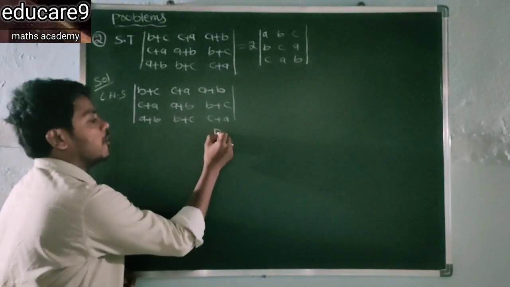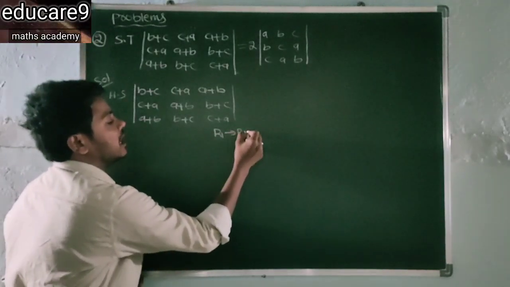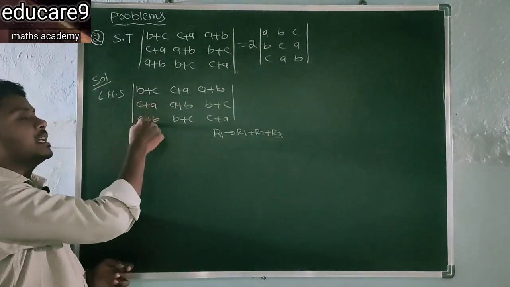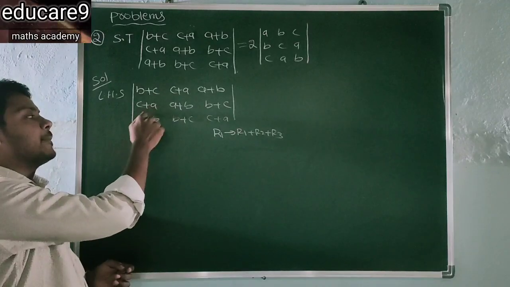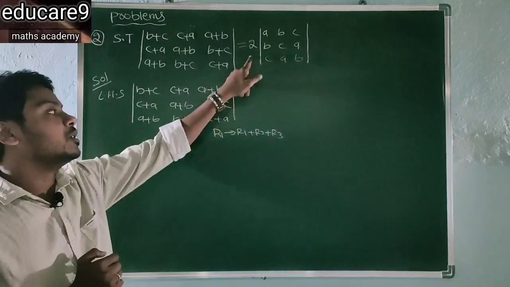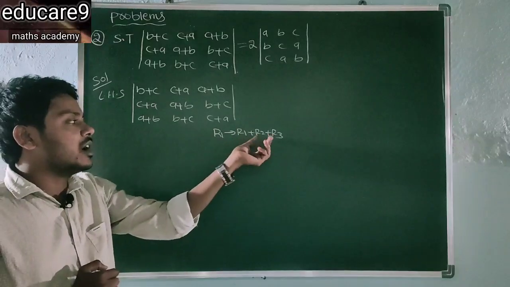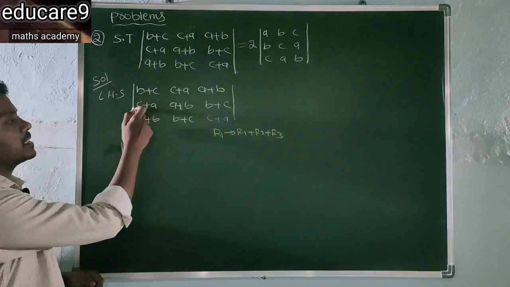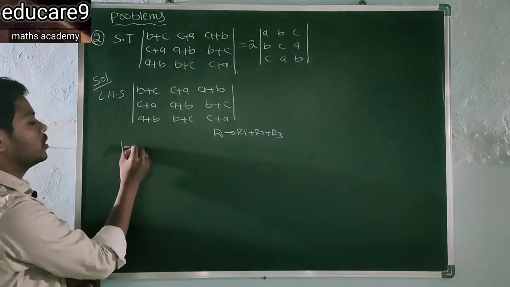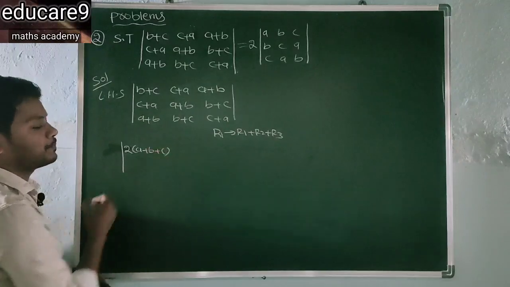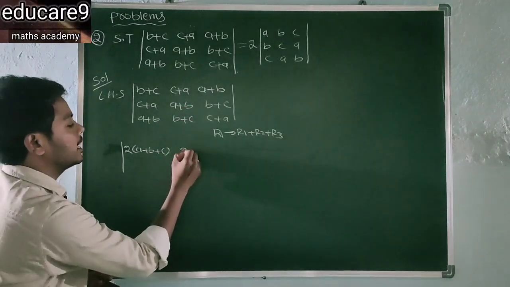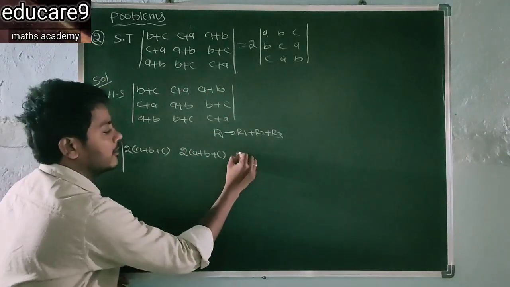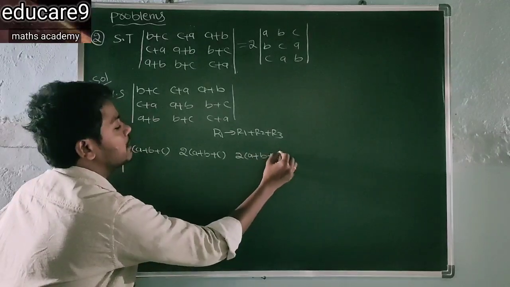For that we have to do R1 implies R1 plus R2 plus R3. Then you will get b plus b, 2b, c plus c, 2c, a plus a, 2a. So you will get 2. So that's why here R1 changes to R1 plus R2 plus R3. So that is 2 times of a plus b plus c. And again here also you will get 2 times of a plus b plus c. Add these three, again you will get 2 times of a plus b plus c.